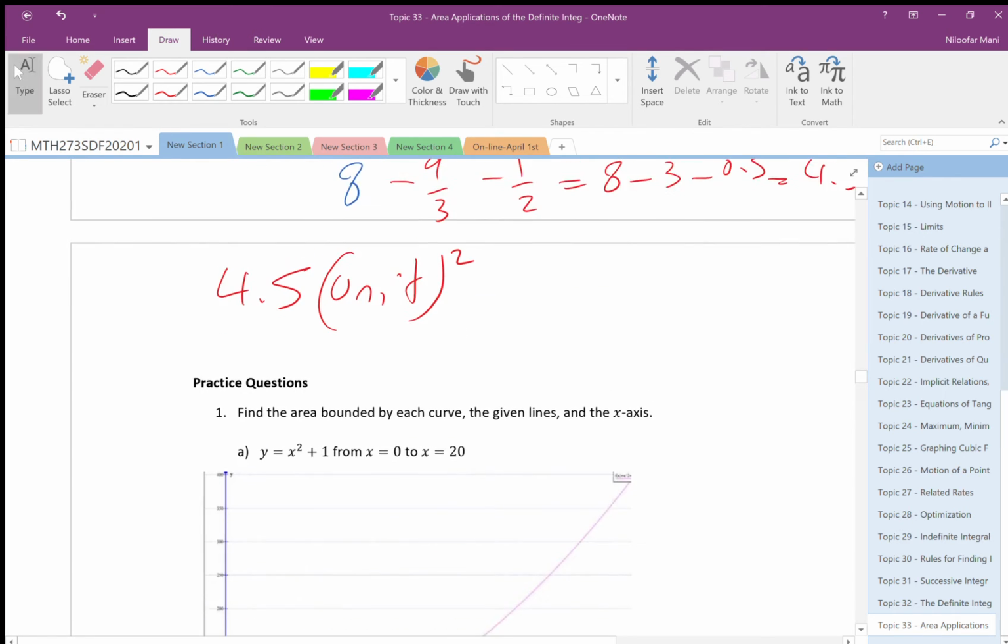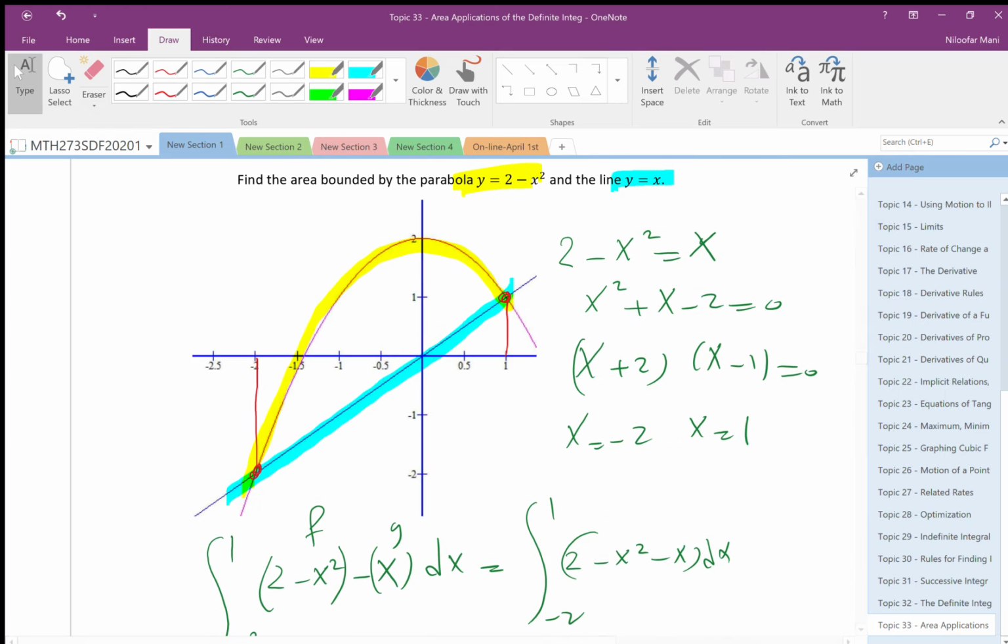So here again for this question, if you don't have the boundary, it means they are both touching each other, so you have to find the points, so you have to put them equal and find those points.